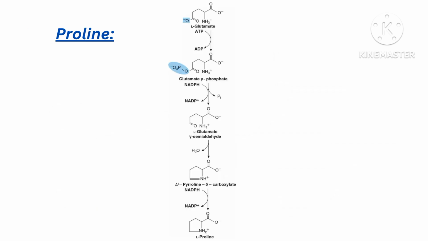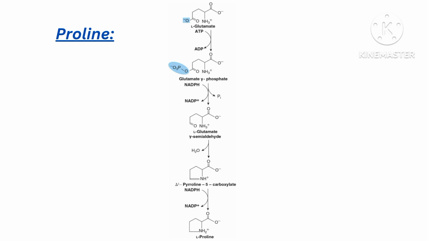Proline synthesis. Proline is synthesized from glutamate through a multi-step enzymatic process. First step is glutamate to glutamate gamma semialdehyde by enzyme pyrroline 5-carboxylate synthetase. Glutamate is phosphorylated and reduced to glutamate gamma semialdehyde. Second step is glutamate gamma semialdehyde to pyrroline 5-carboxylate. It involves spontaneous cyclization of glutamate gamma semialdehyde, which forms P5C.